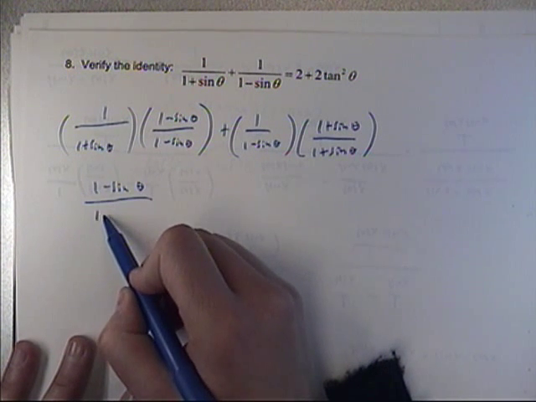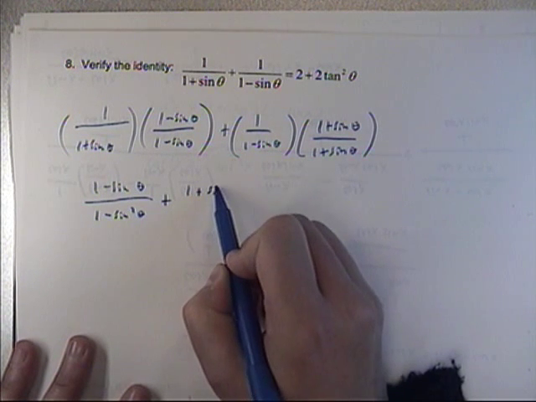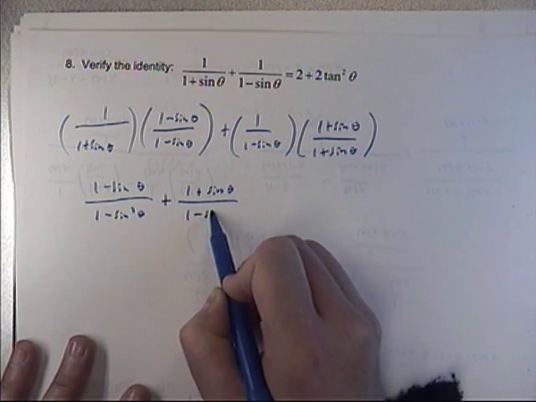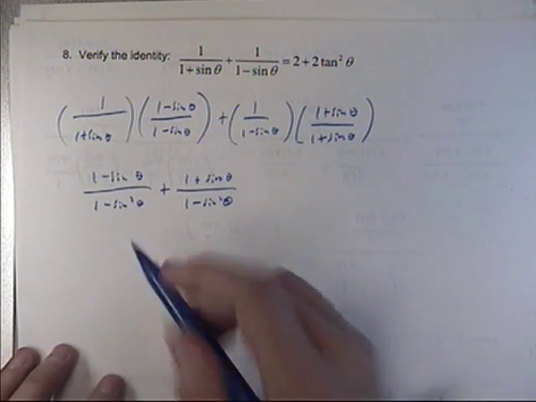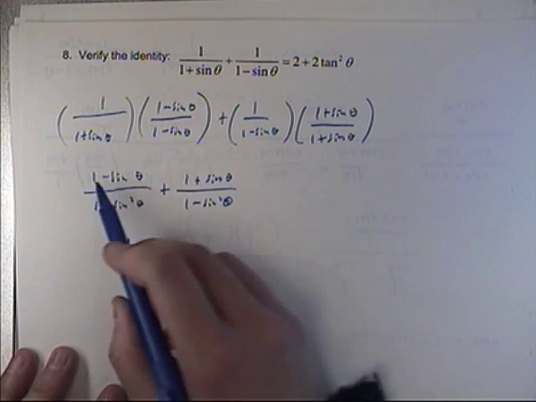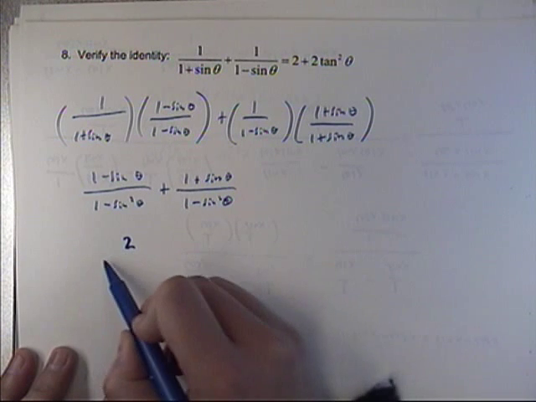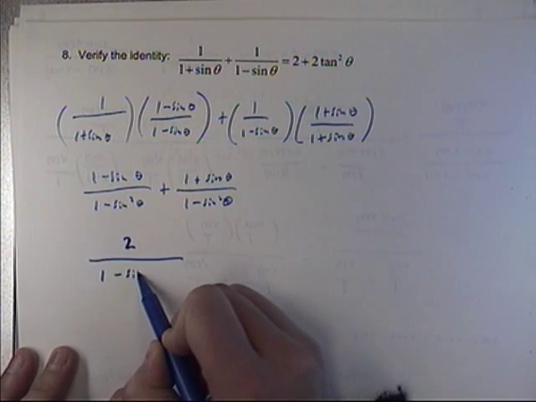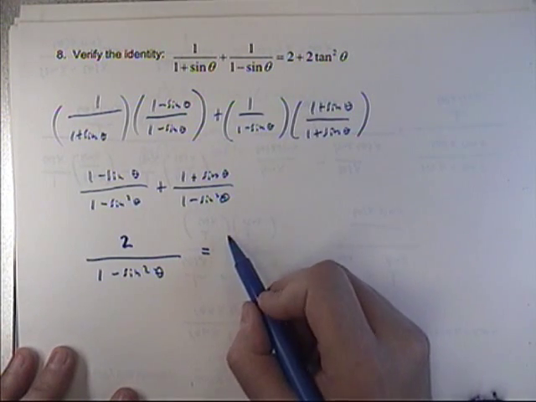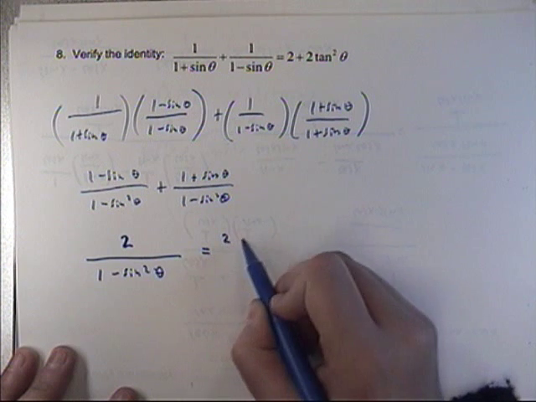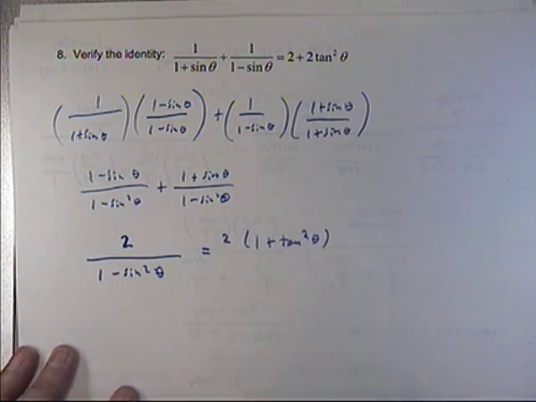If I FOIL these together, I get 1 minus sine squared theta. And on the other side, I get that same thing, 1 minus sine squared theta, by just FOILing them together. So I can add them together, and when I add the tops together, the negative sine theta and the positive sine theta cancel, and then 1 plus 1 gives me 2. And then on the other side, I'm going to also factor out a 2 from this tangent function. So it's going to be 2 times 1 plus tangent squared theta.